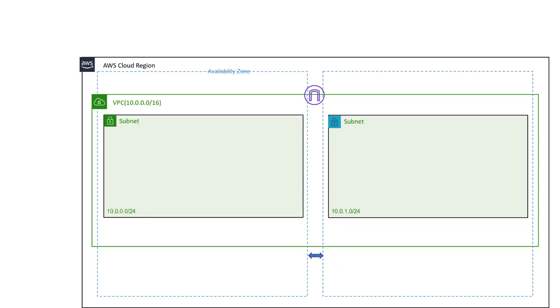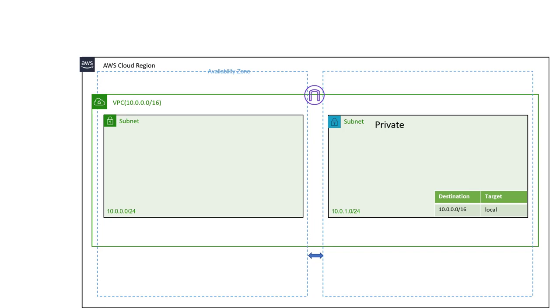A VPC is comprised of subnets. A subnet is located within one availability zone, and here you can see that I have created two subnets, and these subnets have a CIDR range which is a subset of the VPC CIDR range. The subnet to the left has a CIDR of 10.0.0.0/24 and the one to the right has a CIDR of 10.0.1.0/24. These subnets can be distinguished by the routes that they have.